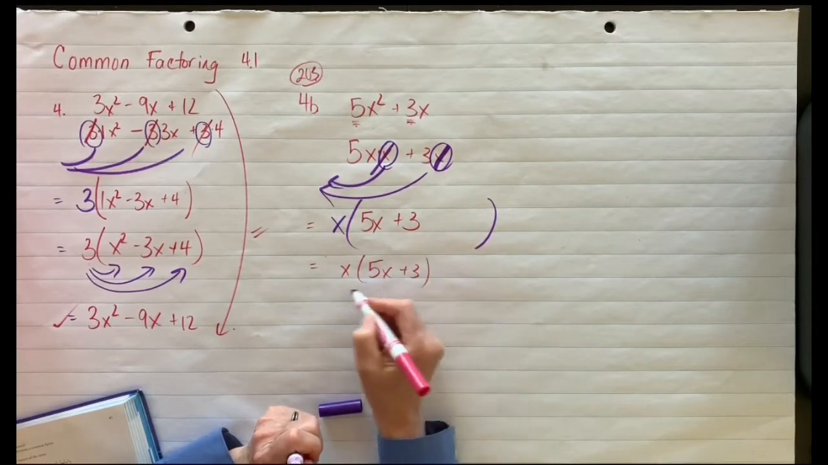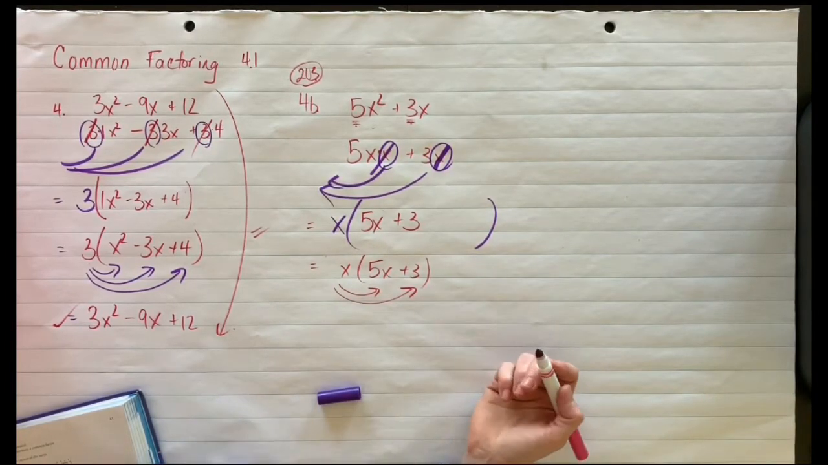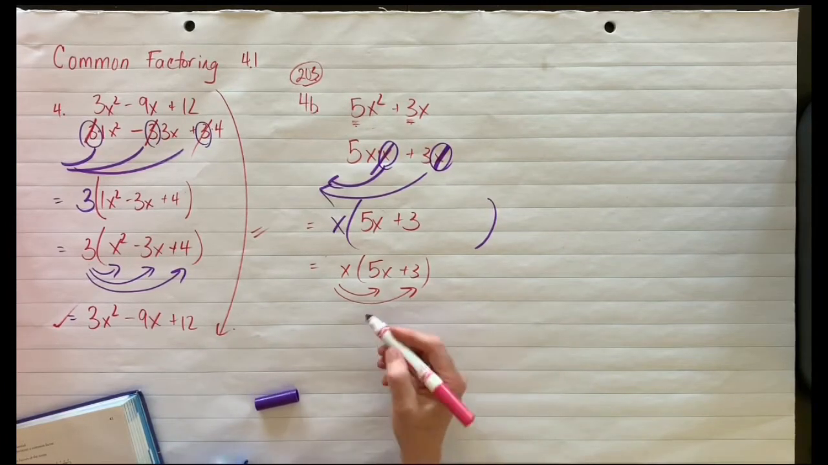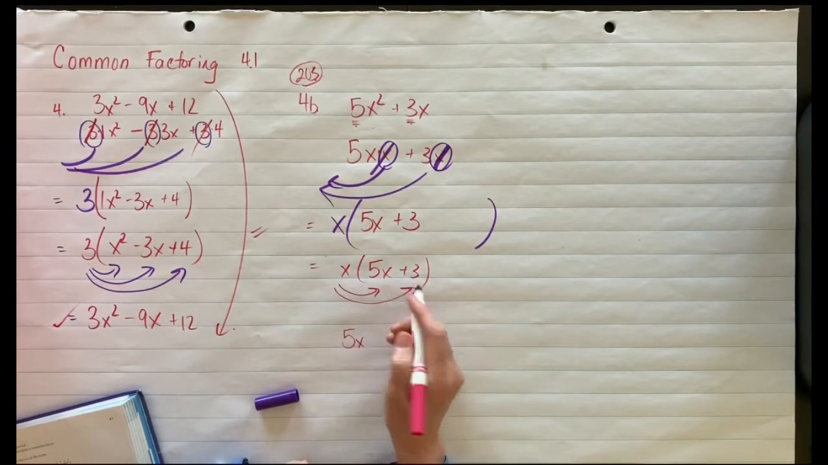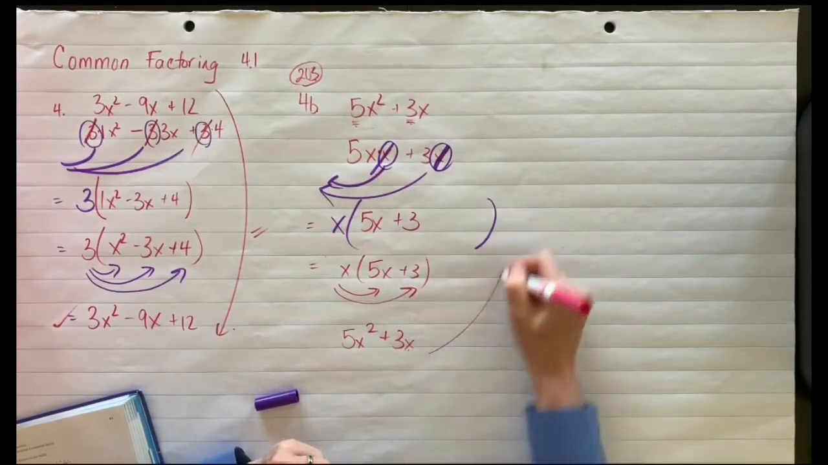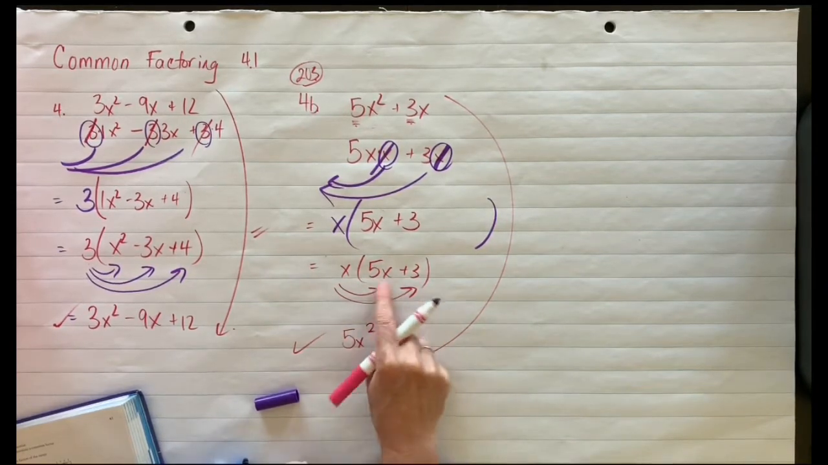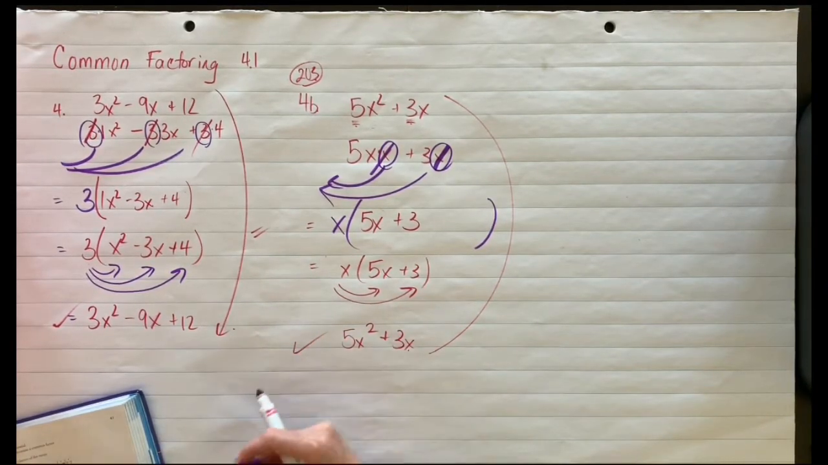And my quick check would be to multiply it back in, and you can just do this in your head. I'm showing you on paper. When you multiply it back in, x times 5x equals 5x squared plus 3x, which is what I started with, right? Because the fact that those two things are equal means that that is the correct way to factor that initial question. Okay, let's do two more of these.